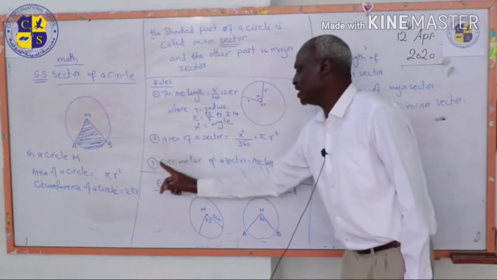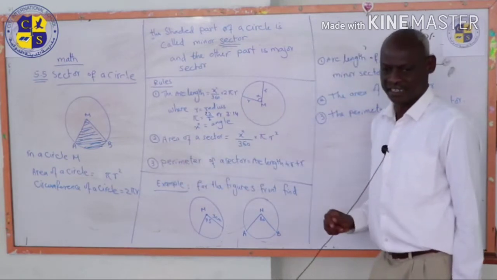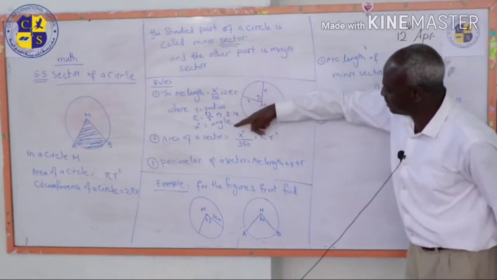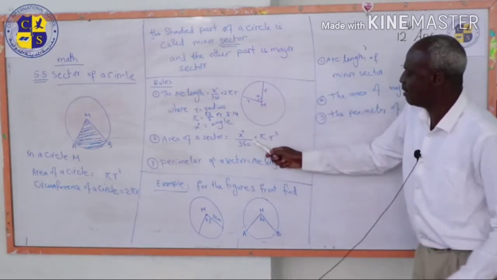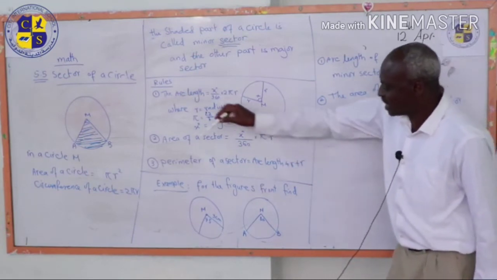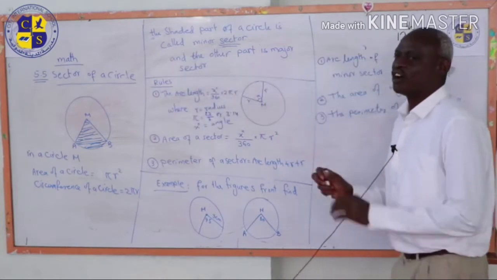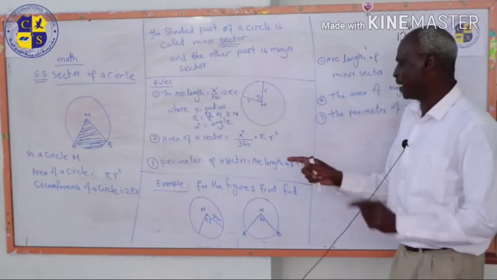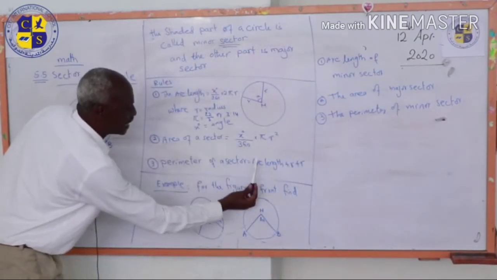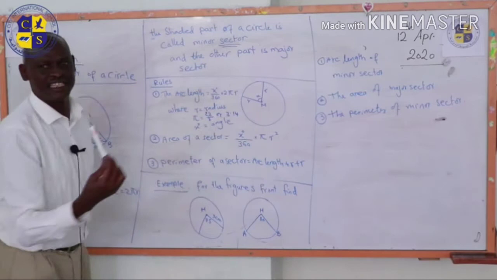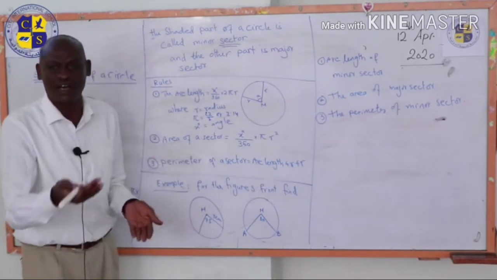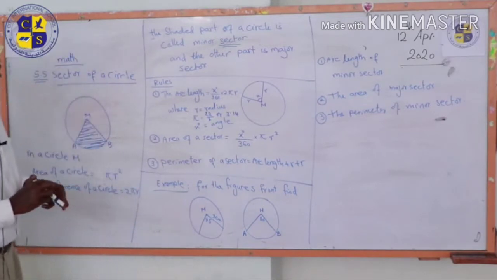Also, the second rule is the area of the sector, whether it is minor or major, the same. The area is x divided by 360 multiplied by pi multiplied by r square. The third rule is the perimeter of the sector, not the area. The perimeter of the sector is equal to the arc length plus the 2 radii, plus r plus r, or you can write plus 2r.